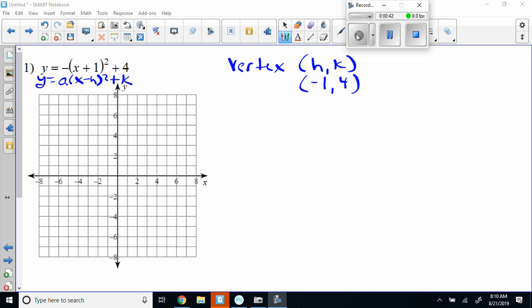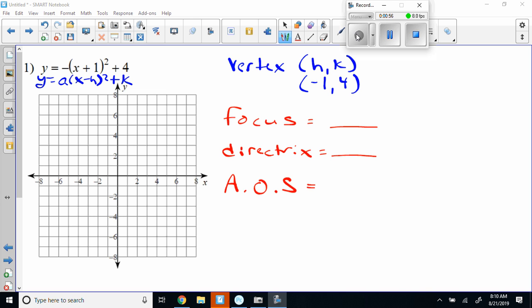Now, the other things that we need to identify would be what is the focus, and then what is the directrix. And then, of course, the AOS, right, which is axis of symmetry. Those are all things that you got to make sure you identify when graphing a parabola. So the focus and the directrix is going to be really easy, okay?